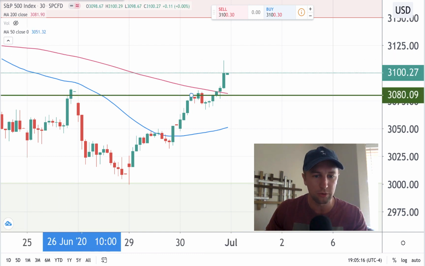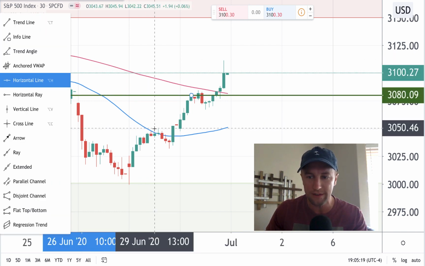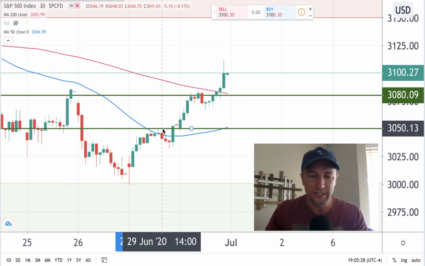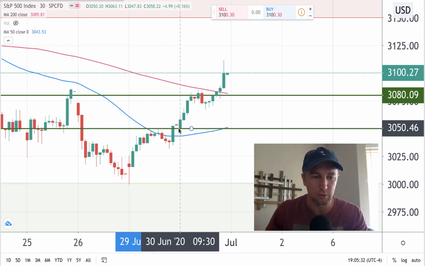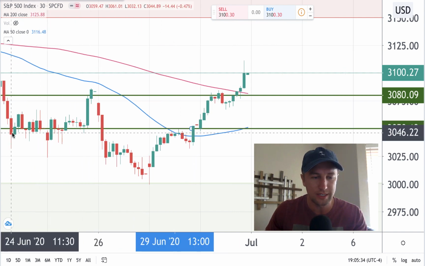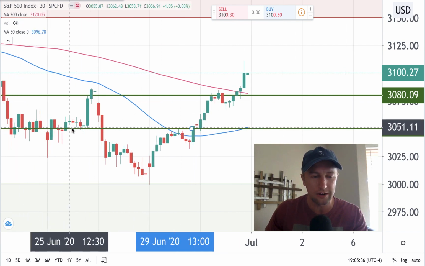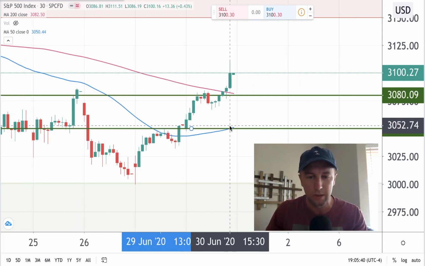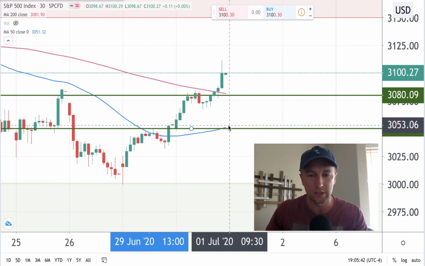The other area of support that I want to point out is the 3050 area. The reason is you can see it act as resistance right here, and then it acted as support. Through the history of the chart, you can see that the price struggled around this area and kind of went sideways. So this 3050 will be an area of support going into tomorrow as well.